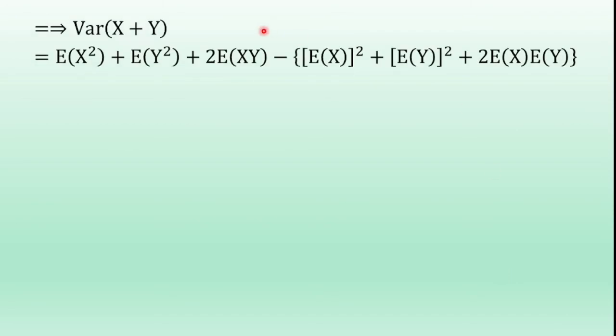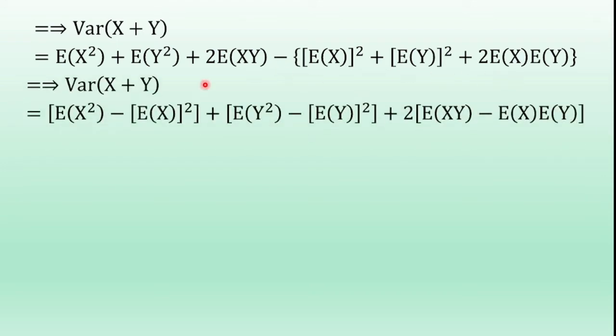So we get expectation of X square plus expectation of Y square plus 2 expectation of XY, minus, and in the second term applying the a plus b whole square expansion, expectation of X whole square plus expectation of Y whole square plus 2 expectation of X expectation of Y. Multiplying the minus within the bracket term, we get the variance of X plus Y equal to, applying minus into plus, minus.